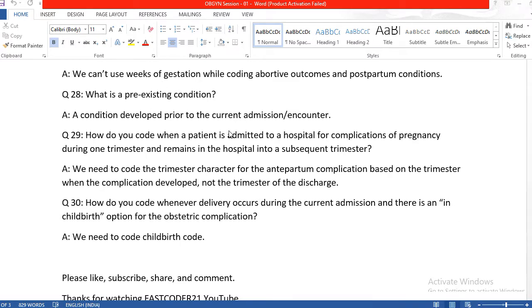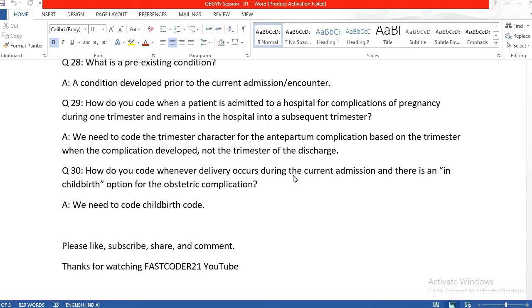What is a pre-existing condition? A condition developed prior to the current admission or encounter. How do you code when a patient is admitted to a hospital for complications of pregnancy during one trimester and remains in the hospital into a subsequent trimester? We need to code the trimester character for the antepartum complication based on the trimester when the complication developed, not the trimester of the discharge. For example, if the patient is admitted in the second trimester and stays until the third trimester, we code only the second trimester, which is the antepartum complication trimester.